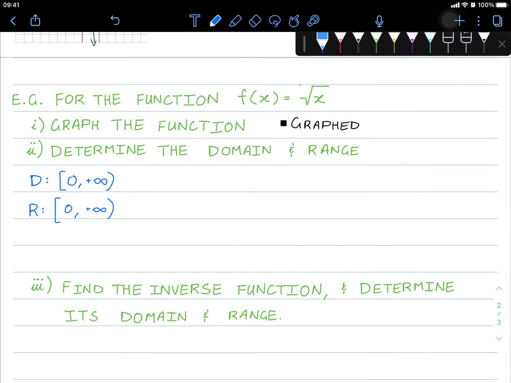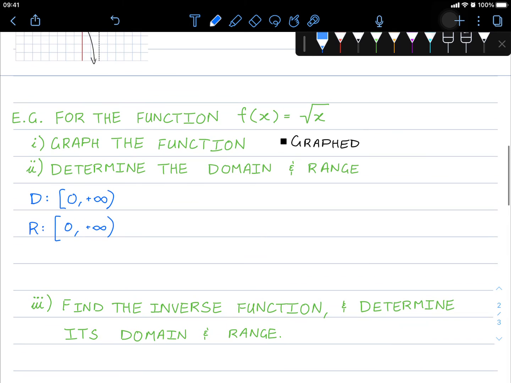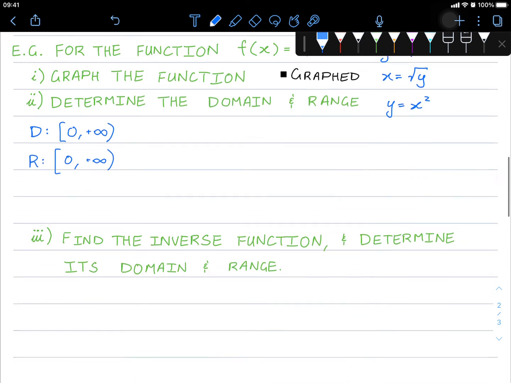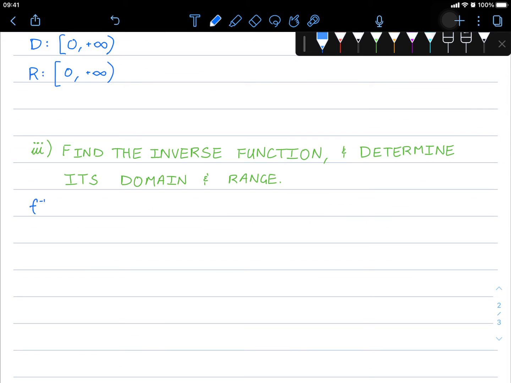Let's now find the inverse of this function. Well, we had y is equal to square root of x. Switching them around, and taking the square of both sides, that there is our inverse function. So f inverse of x is x squared.